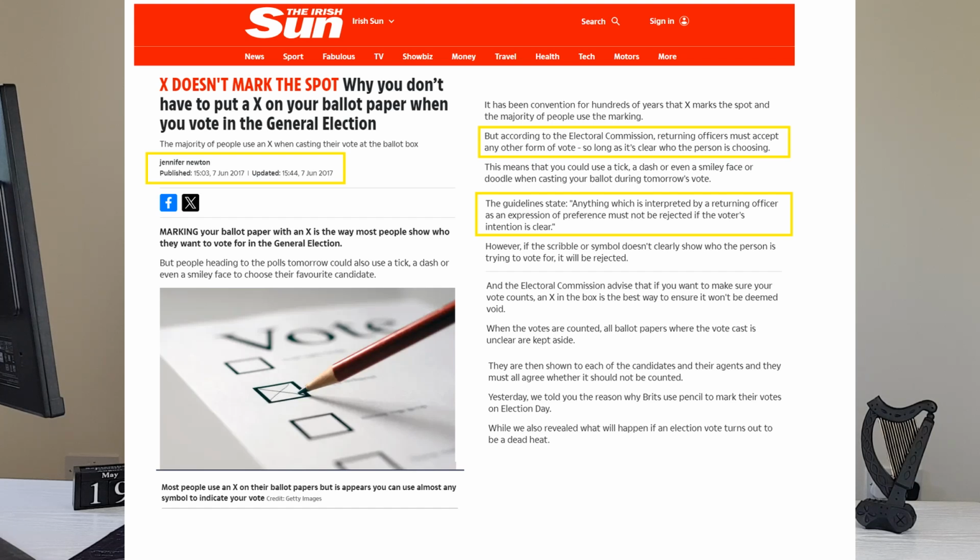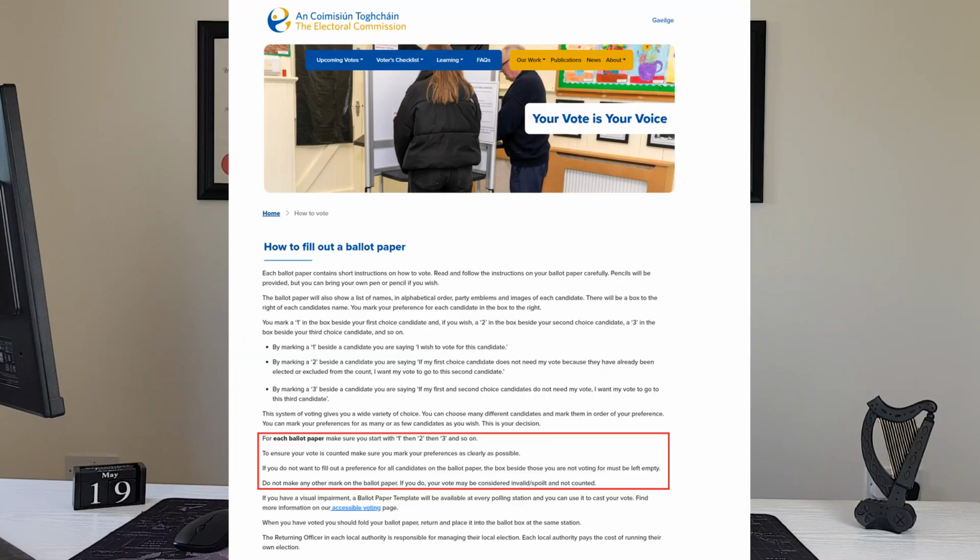That said, I could not locate the official guidelines confirming this, but what I did locate was guidance from the Electoral Commission website, which states the following. For each ballot paper, make sure you start with 1, then 2, then 3 and so on. To ensure your vote is counted, make sure you mark your preference as clearly as possible. If you do not want to fill out a preference for all candidates on the ballot paper, the box beside those you are not voting for must be left empty. Do not make any other mark on the ballot paper. If you do, your vote may be considered invalid or spoiled and not counted.